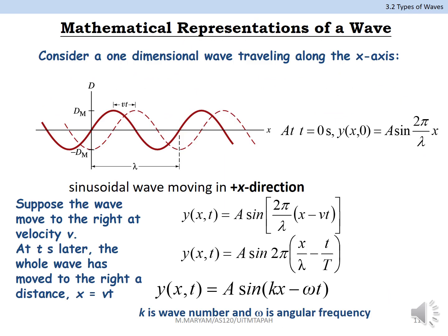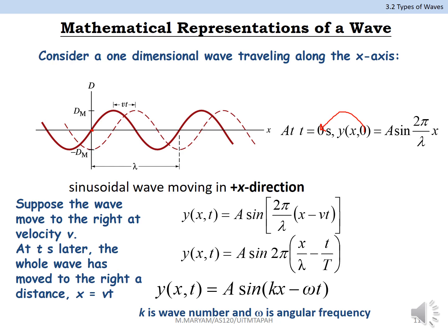Next, the mathematical representation of a wave. For this, consider a one-dimensional wave traveling along the x-axis. As you can see in the figure, there is y versus x. This is the wave traveling at t equal to 0. At t equal to 0, y(x, 0), where 0 means t equal to 0.